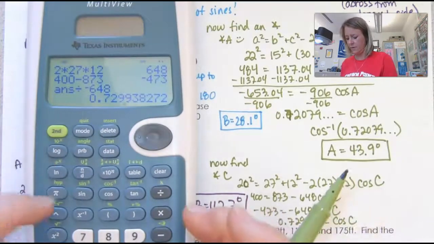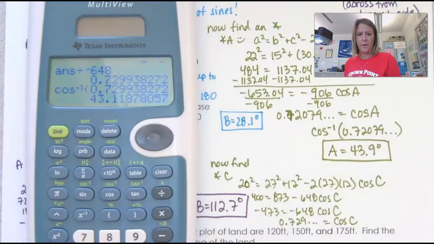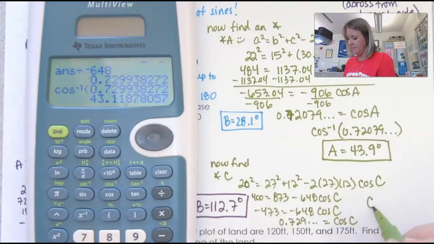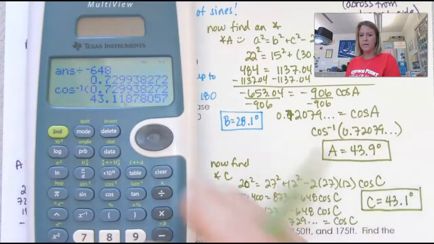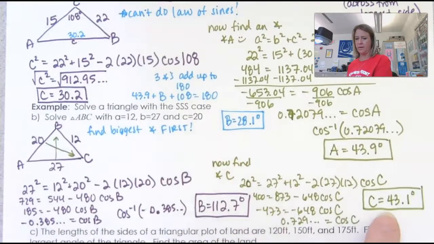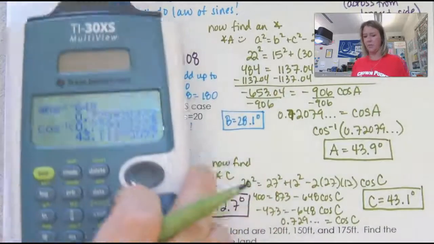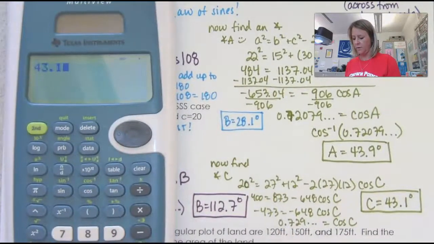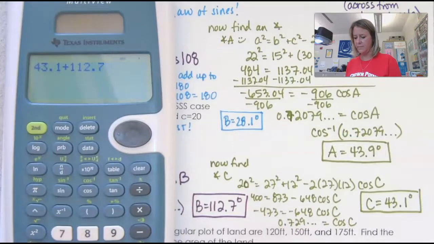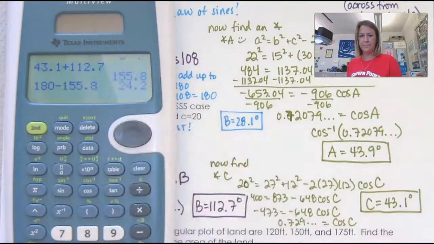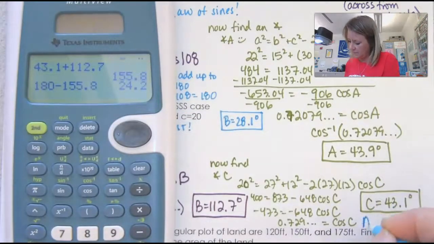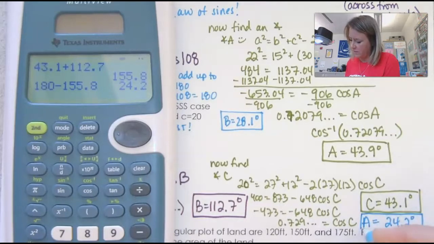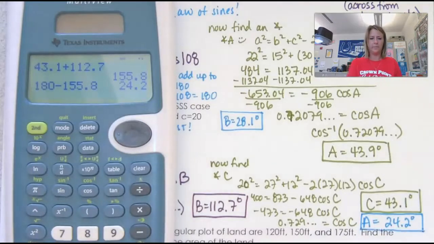So I'm not going to write that out this time. So I've got angle C is equal to 43.1 degrees. Now that I have both of those, I've got 112.7 and 43.1, I can just go ahead and add those up. So I've got 43.1 plus 112.7, that gives me 155.8. So if I do 180 minus that, my last angle has to be 24.2. And again, I got that because 3 angles in a triangle have to add up to 180.